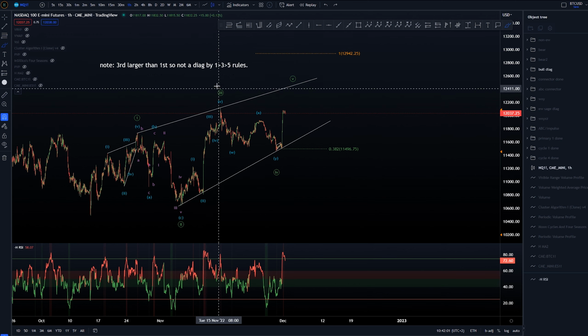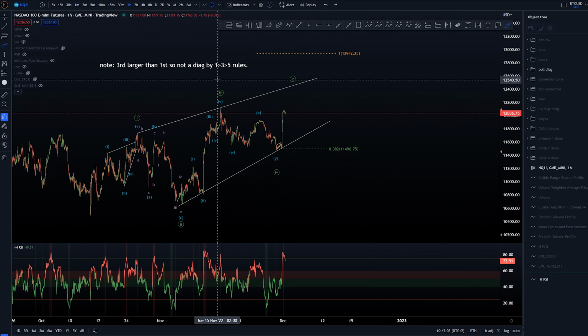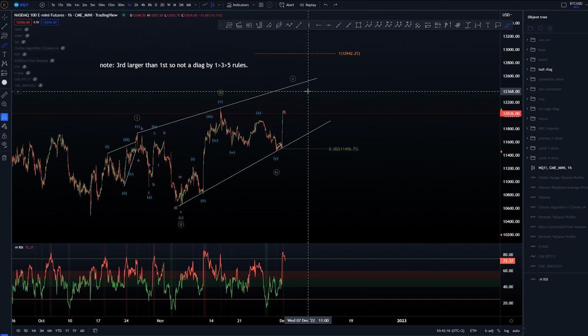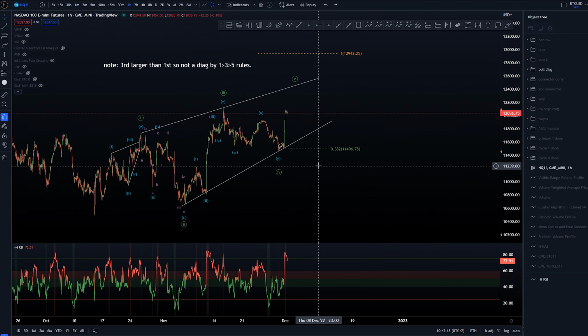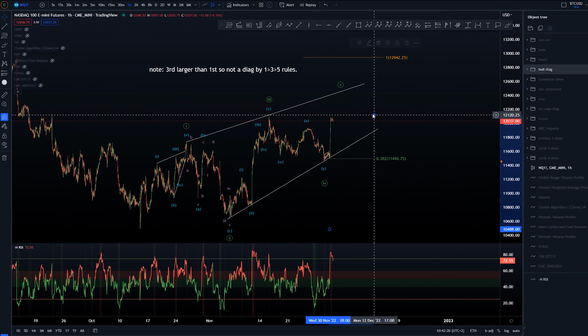Now, whether it is a diagonal by Elliott wave, I'm not quite sure. It does not match these rules, so maybe it's not a diagonal. So just take this count with a pinch of salt. So yeah, that is that.